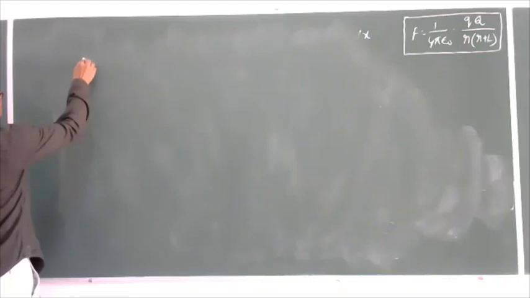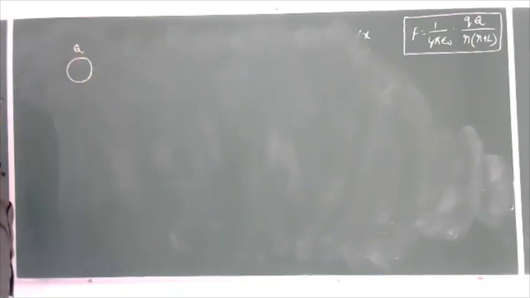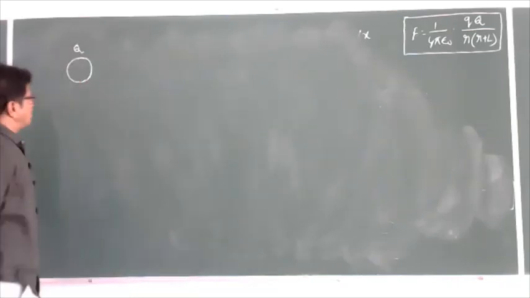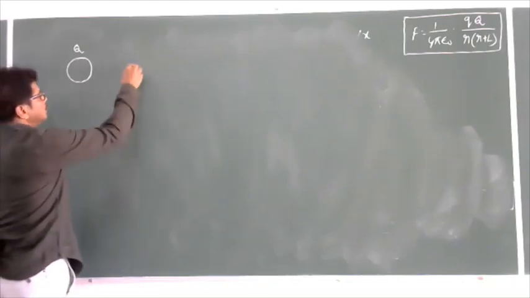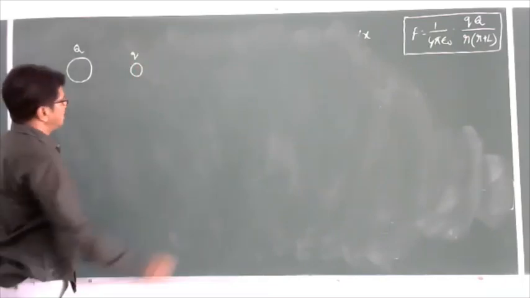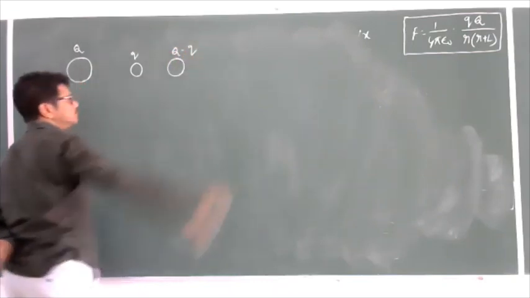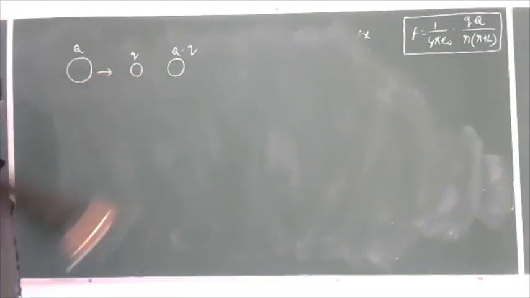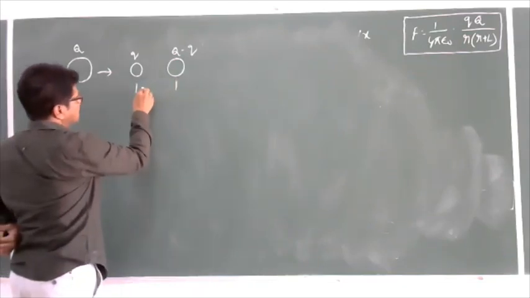Now, I am considering a charge capital Q. That capital Q is divided into two pieces. So one piece having a charge q, then definitely the other piece will have a charge Q minus q. This charge Q is divided into two pieces now. Now these two pieces are separated by a certain distance.